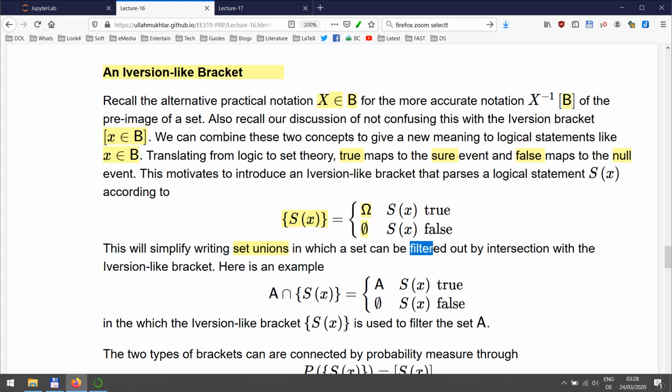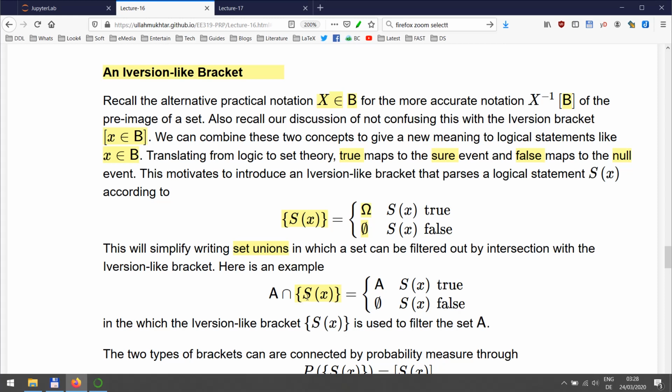We want to filter events by intersecting them with the Iverson bracket. Let's say I have a set union in which this A has to appear, but I want this A to appear conditionally based on some statement. If that statement is true, remember what will happen: this new Iverson-like bracket will turn that logical statement into the sample space. Now A intersection sample space will give me A.